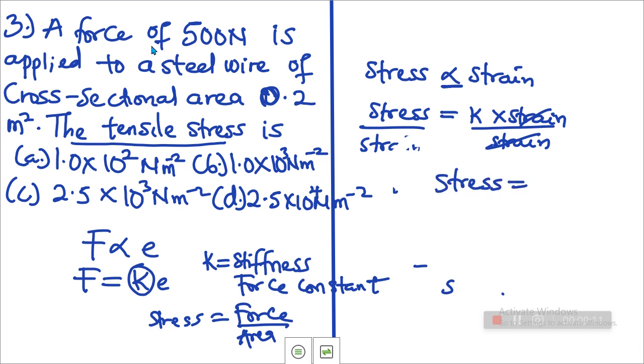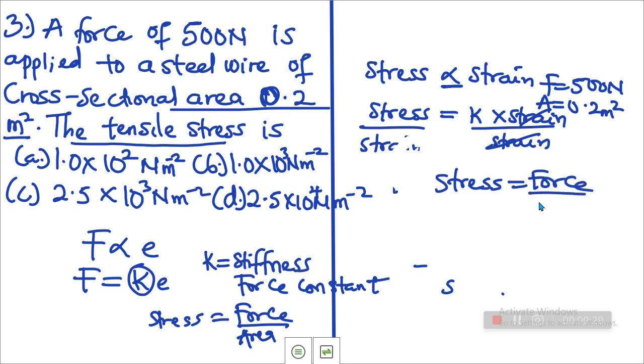They now give us force. What's the force they give us? They give us force to be 500 Newton. And they also give us cross-sectional area, so that is 0.2 meter square. So that's our cross-sectional area. And you know that stress is force over area. So we are just going to input it and then we get our answer. So 500 over 0.2. So that's our stress.